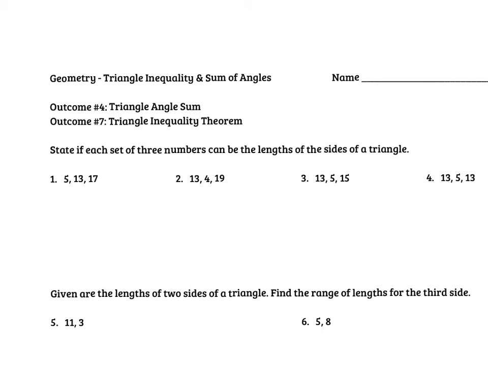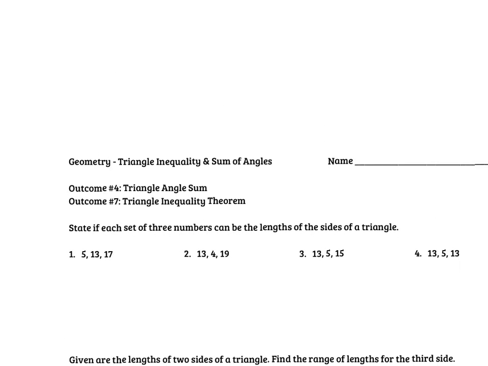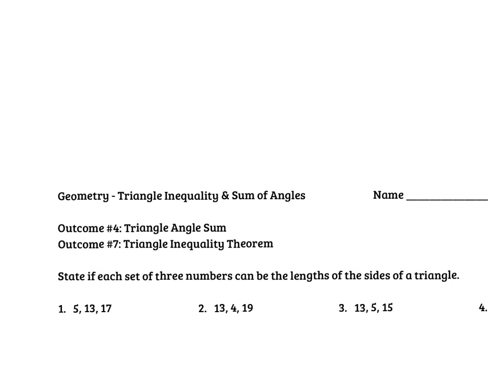So what 1 through 4 on this assignment are asking is if these three numbers can be the lengths of the sides of a triangle. So in other words, can 5, 13, and 17 actually form a triangle? So to figure that out, we have to make sure that the sum of any two of those numbers is always bigger than the third side. So I'm going to write down that theorem first, so that way you always have it and you can look back. I'm going to write it at the top of this page.